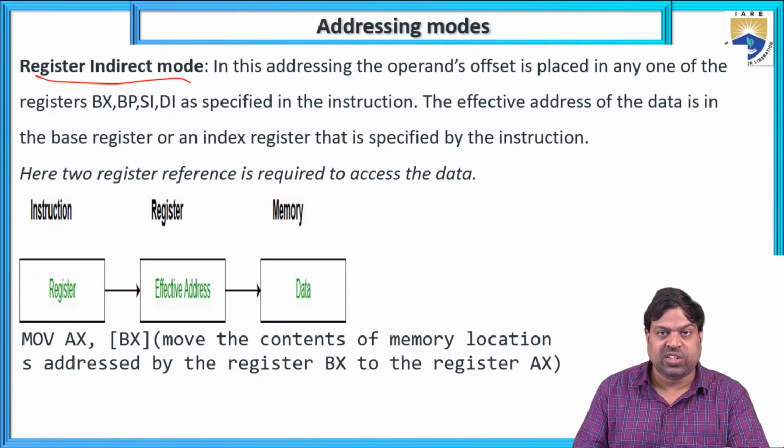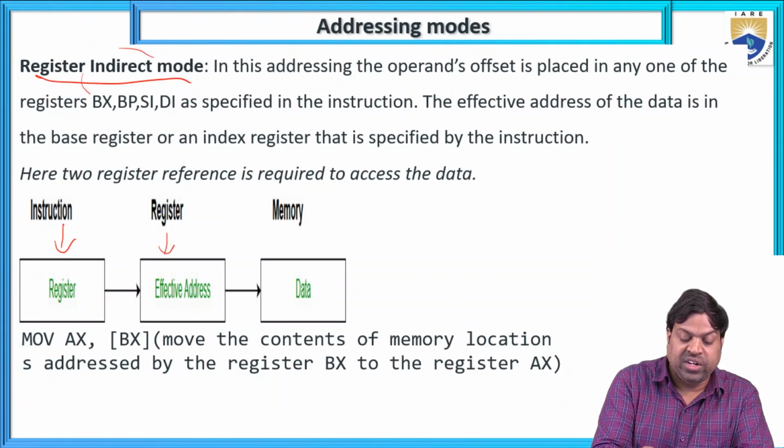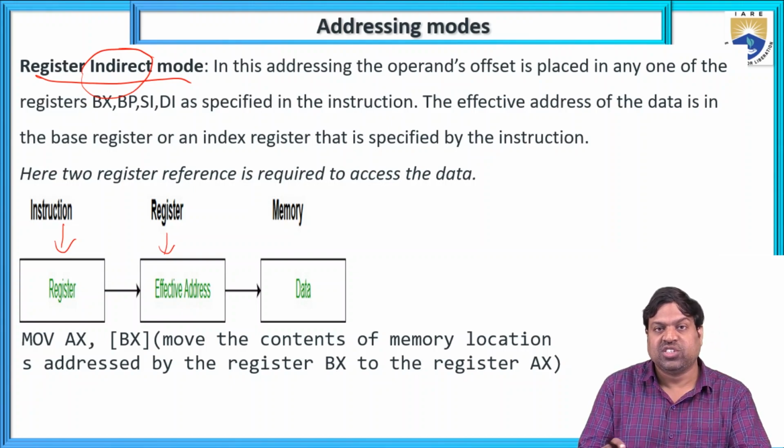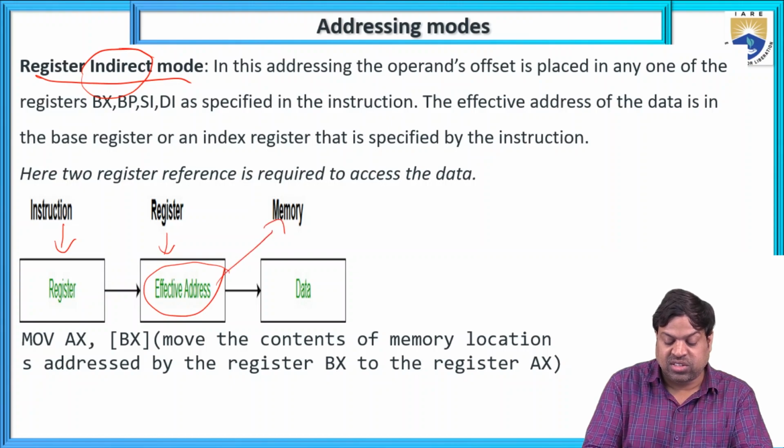But what is the reason? We are taking instruction, register and memory. So in the instruction it is considered as a register. In the register it is considered as data. But here it is indirect. Indirect means in the register we are not taking data. We are taking an address. At that address the memory will be there.